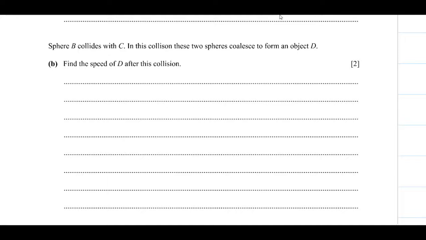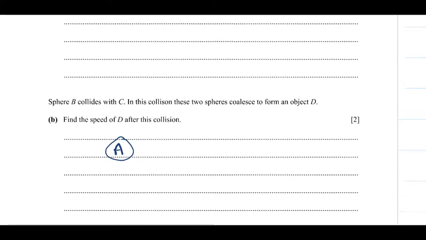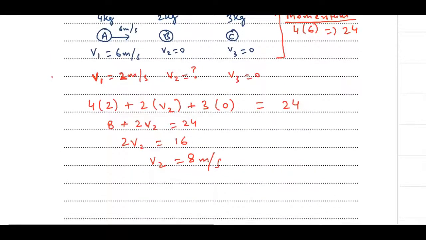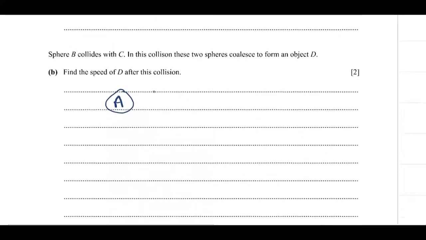Okay, so let's look at this part. So it says sphere B collides with C, and in this collision the two spheres coalesce to form an object D. So coalesce means that they become the same object, right? Now, in this case, our first object, that was A, there are no changes to that, right? It was moving at 2 meters per second after the first collision, yes, and its mass was 4 kgs. So we can just write it down like that. Its mass is 4 kilograms, and it's still moving at a speed of 2 meters per second.